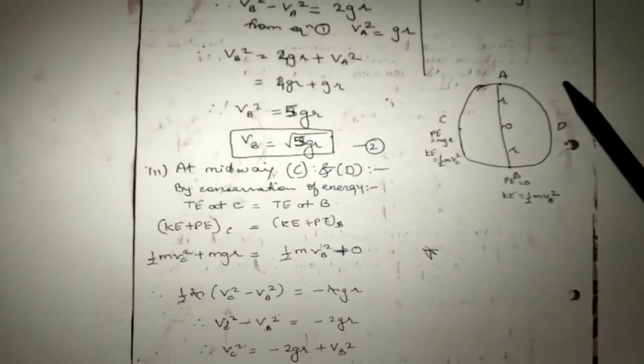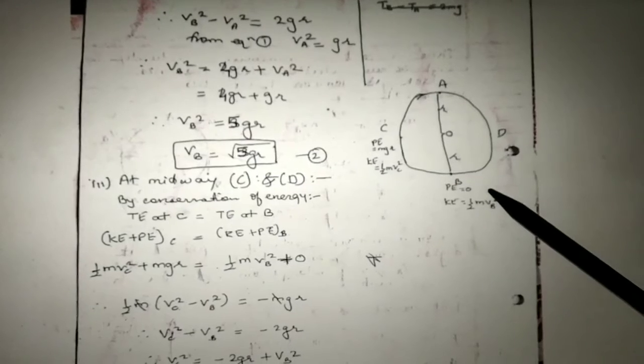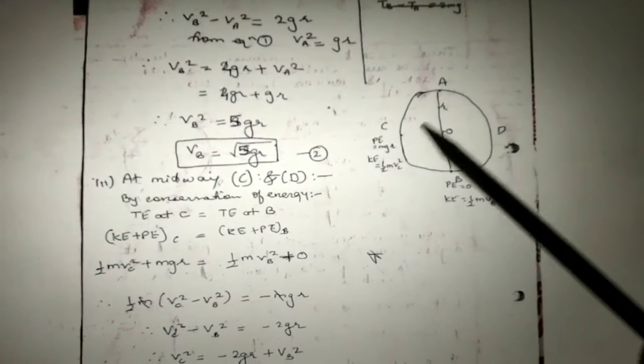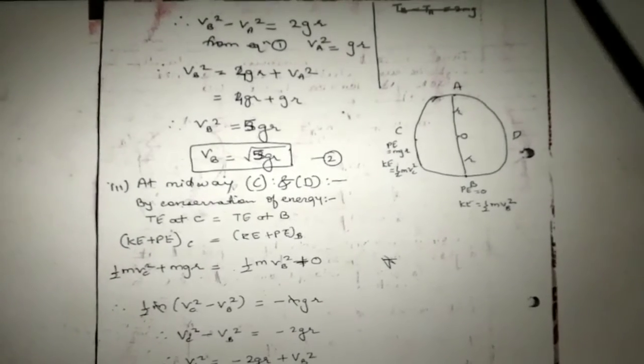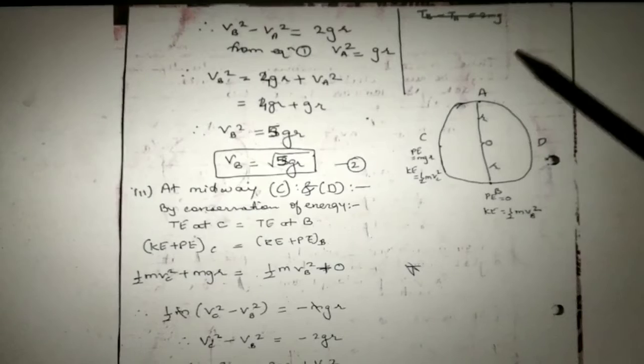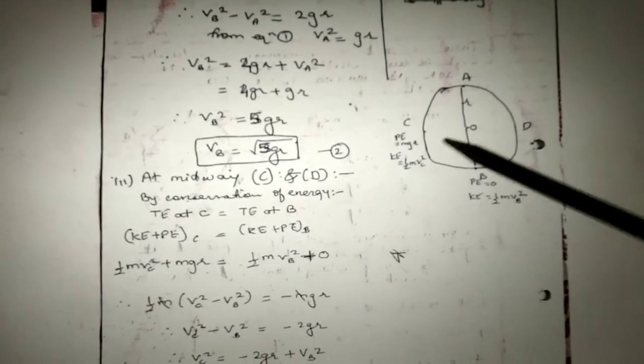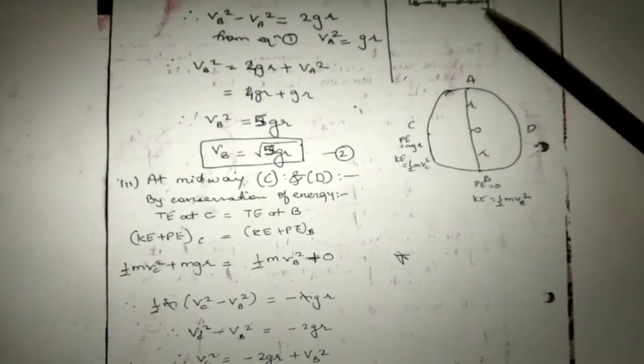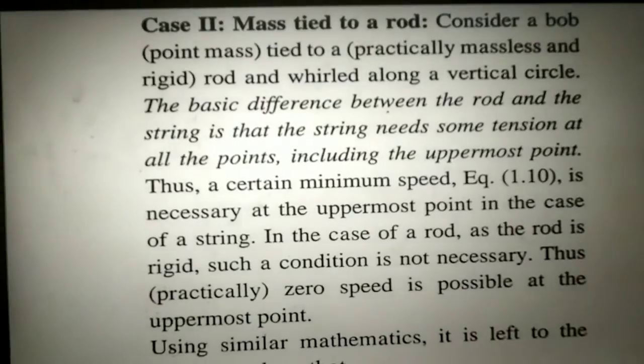So now see, what conclusion did you get? At A it was root of rg, at B it is root of 5rg, and at the midway position it is root of 3rg. As we said earlier, velocity is maximum at the bottom, minimum at the highest, and at the midway position it is in between the highest and the minimum. Okay, thank you.